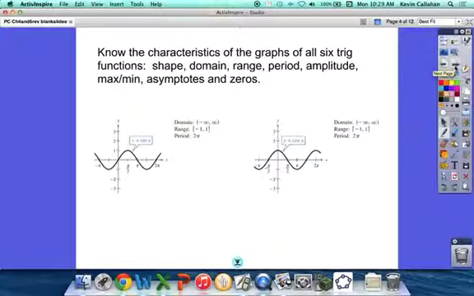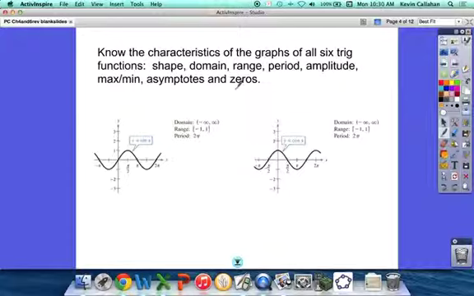Here's the first thing on the study guide: you need to know the characteristics of the graphs of the 6 trig functions, meaning, what is the shape, what is the domain and the range, period, amplitude, if applicable, max and min values, asymptotes, zeros.